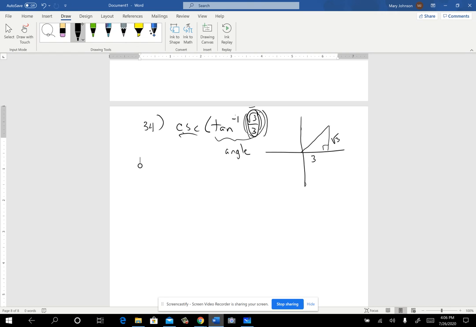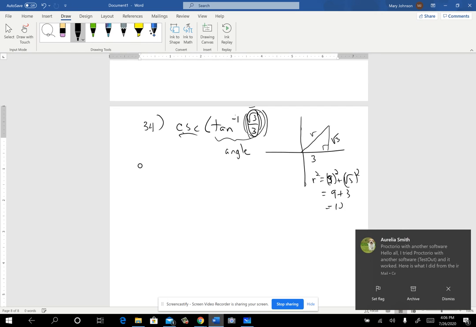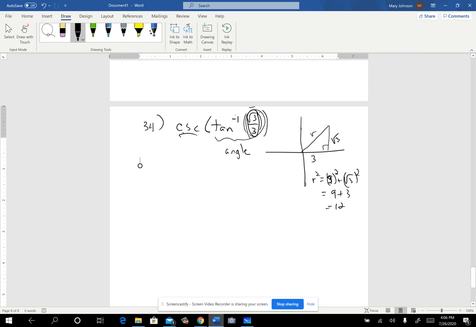So I want this piece right here, the r. And I know that's going to equal 3 squared plus square root of 3 squared. So that's going to be 9 plus 3, which is 12. And so r is going to equal the square root of 12. I may not simplify that until I get near the end, until I see what I wind up with.